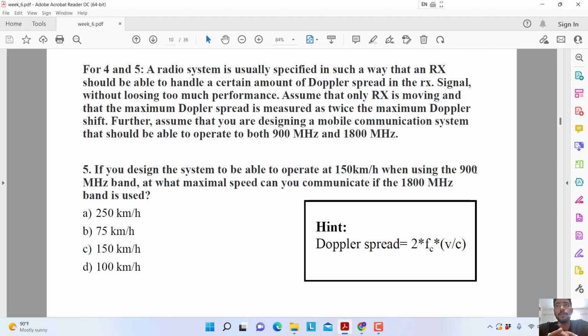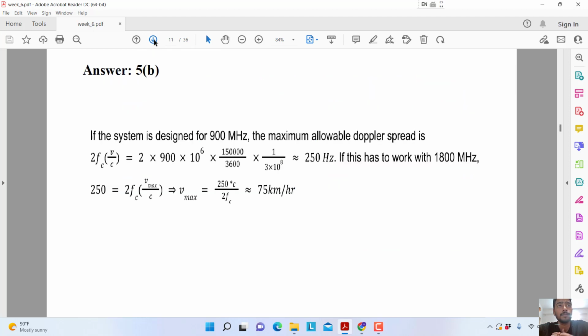You can observe that for 900 megahertz you are getting 150 km per hour. As you raise the frequency to 1800 megahertz, the speed is reduced and it comes to 75 km per hour.